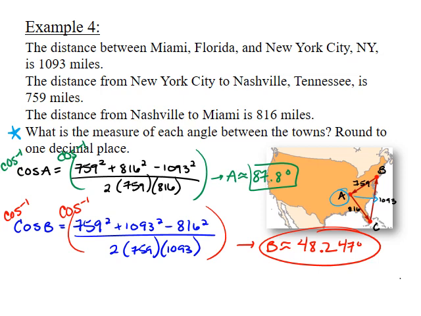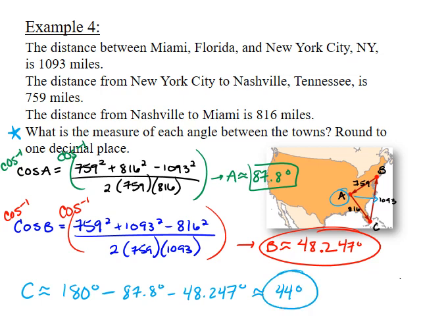And then lastly, we'll find angle C. Angle C is found by taking 180 minus the two angle measures that we have just found, and that is approximately 44 degrees. So we have just answered that question.